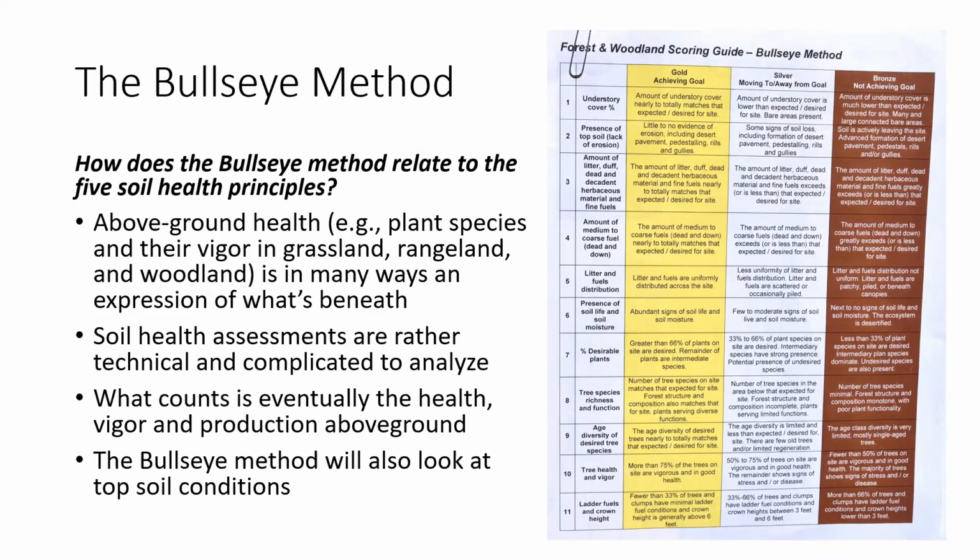Soil health assessments are often quite technical and complicated to analyze. And this gives you pretty much, through a comparison of good expressed in gold, which means achieving your goal, silver, moving away or moving to your goal, or bronze, not achieving your goal, 3 categories to figure out for each of the different indicators how you're actually doing. And that then gives you indicators for how the health of plants and the health of the topsoil relates to the health of the deeper soil.